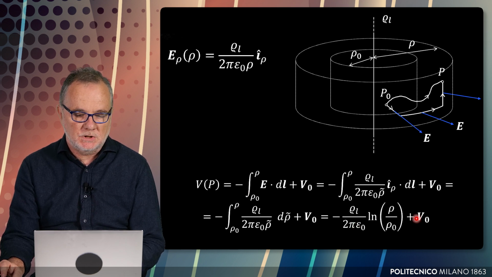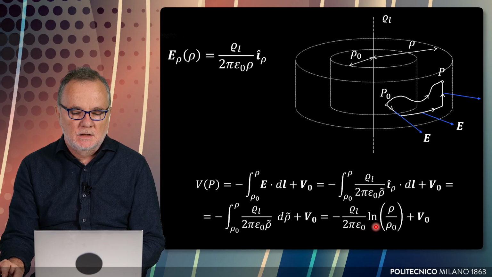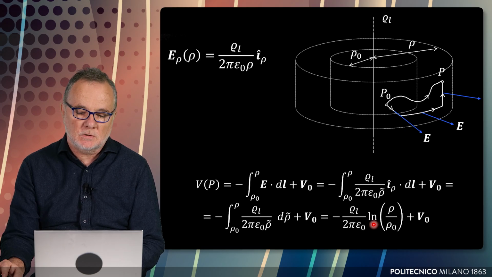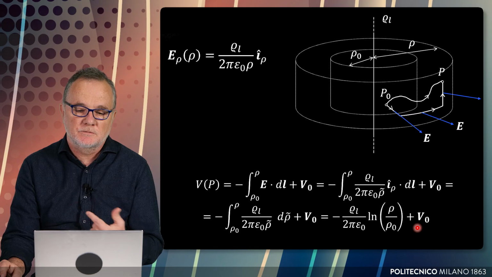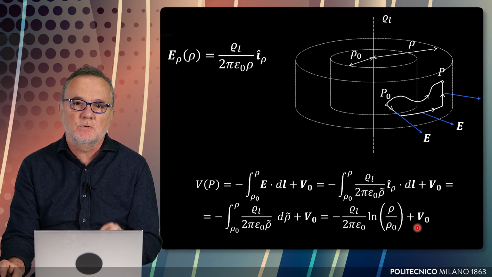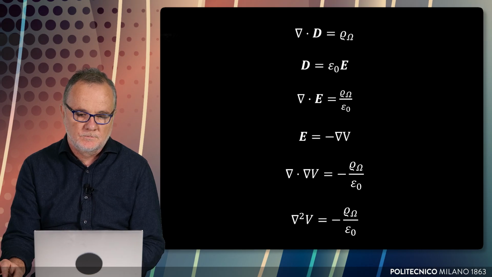And the final expression is this one, in which we have the linear charge density, as you see, rho L here, divided by 2 pi epsilon naught, there's a minus sign, then there's the natural logarithm of the distance from the line charge divided by the distance of the reference point from the line charge, plus the potential of the reference point. This gives a unique value for the potential also for 2D problems.